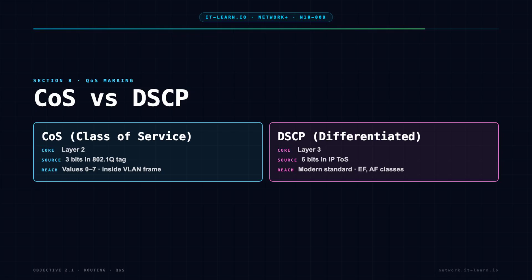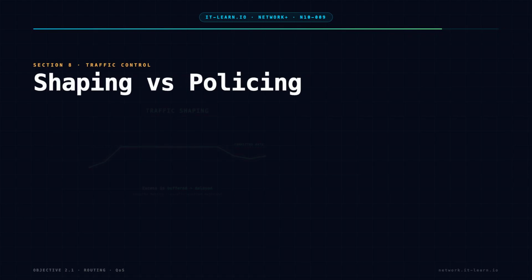When interfaces get congested, queues decide which packets get transmitted first. First in, first out, or FIFO, is the simplest queue. Whatever arrives first is sent first. Weighted fair queuing, or WFQ, gives each conversation a fair share. Low latency queuing, or LLQ, reserves a priority queue for time-sensitive traffic like voice, guaranteeing it will be transmitted before anything else. LLQ is the standard choice for voice and video networks.